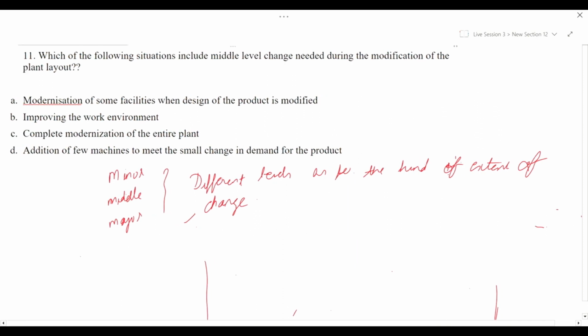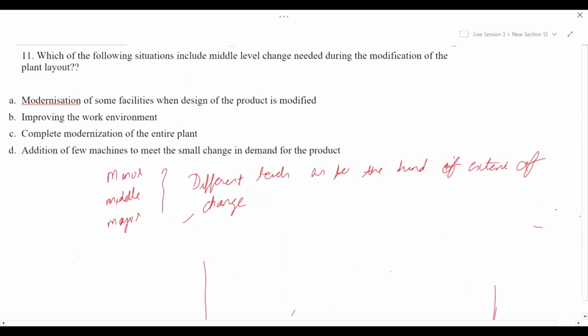According to this, modernization of some facilities is middle. Improving the work environment is minor. Complete modernization of the entire plant is major. And addition of a few machines to make some changes is again minor. Okay, I hope this is clear. Moving on to the next question.